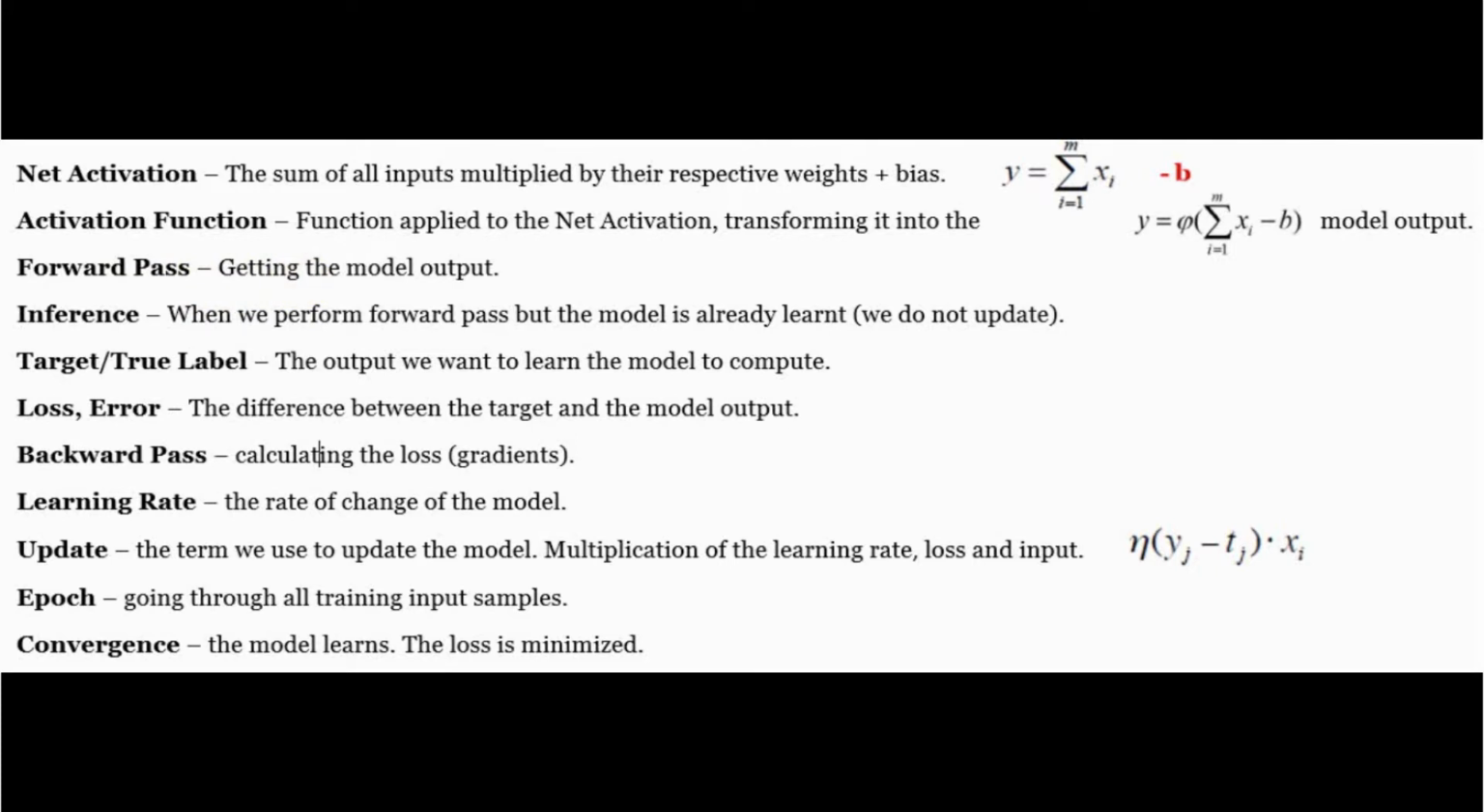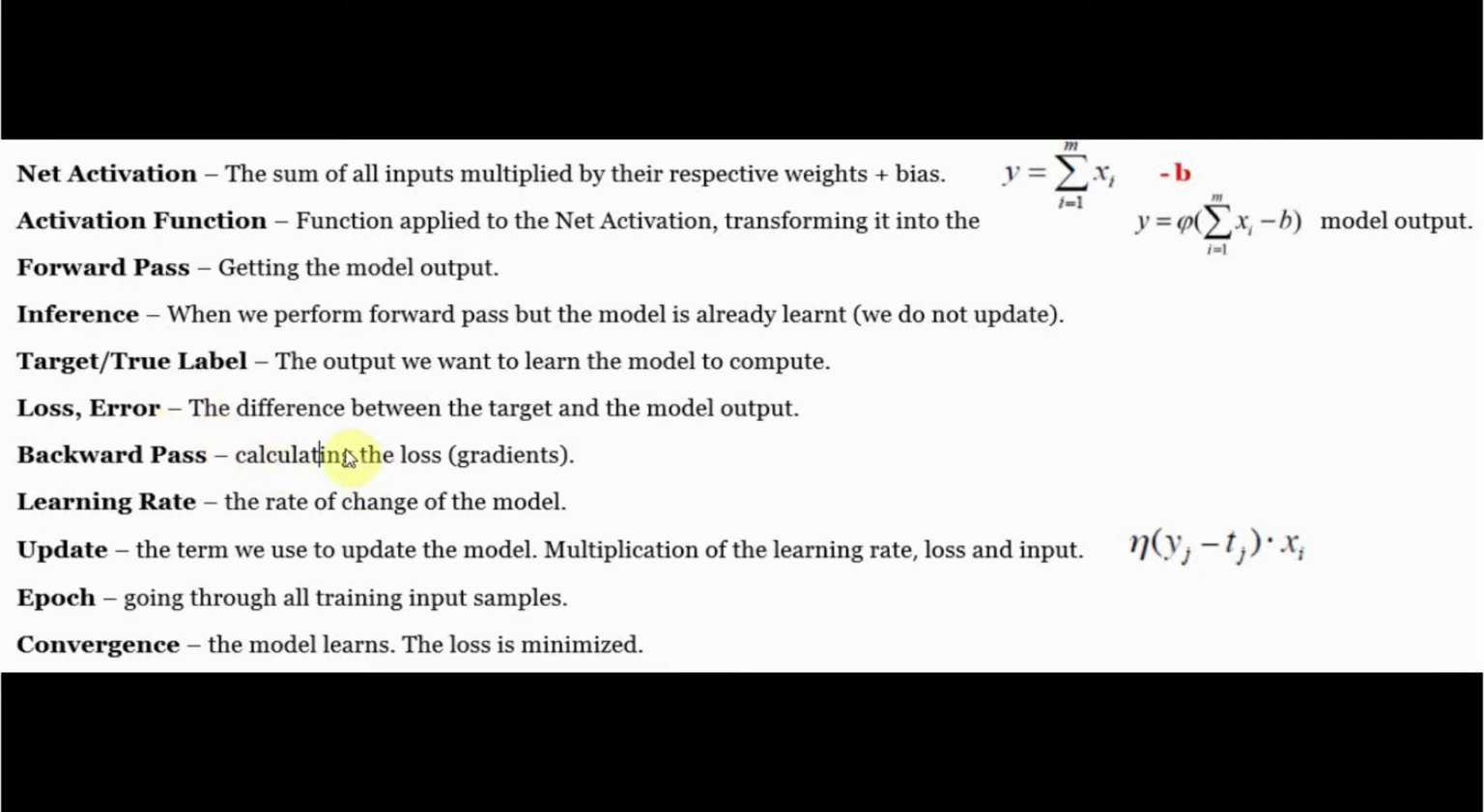Inference is when we perform a forward pass, but the model is already learned, which means that we do not update. First we have the training period when we train our model, and then once we have learned it, we give it some input and we want to see what we get as an output. Target or true label is the output we want the model to learn to compute. Loss or error is the difference between the target and our model's current output.